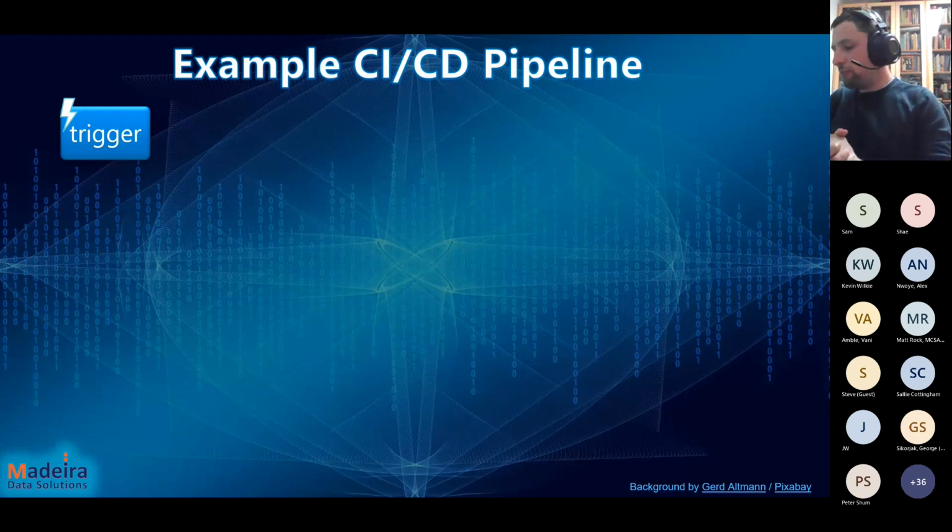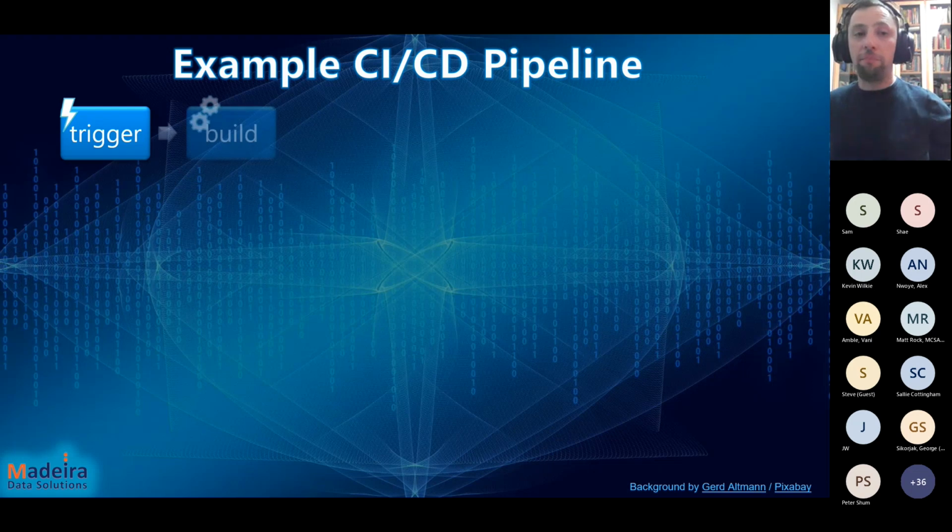Right, so let's see an example. CI/CD pipeline. What is a CI/CD pipeline? What does it look like? So imagine some kind of trigger. Doesn't matter what kind of trigger. Something triggers the pipeline, the automation. It could be a pull request being merged. It could be a schedule, or it could be something manual, right? Someone manually activated the pipeline. Doesn't matter. Okay, the trigger activates a build.